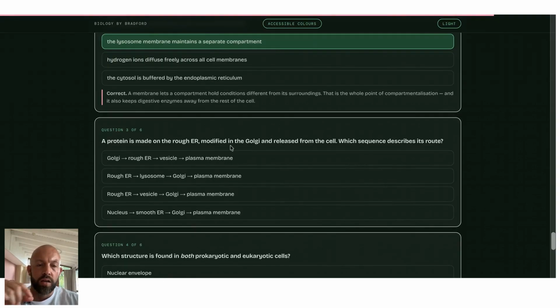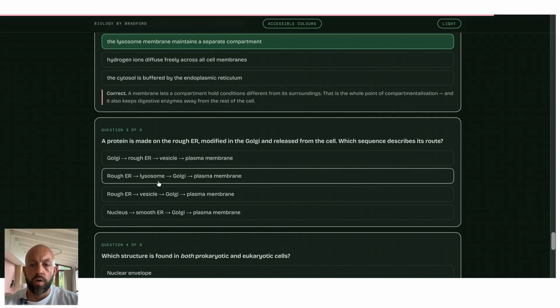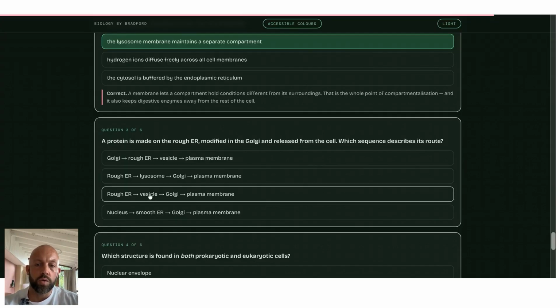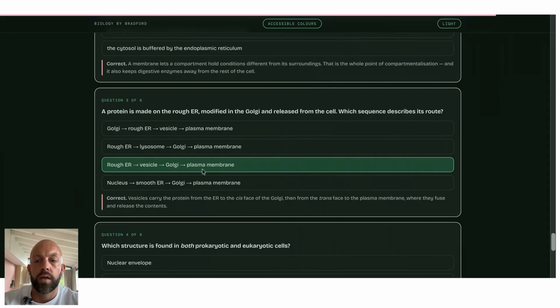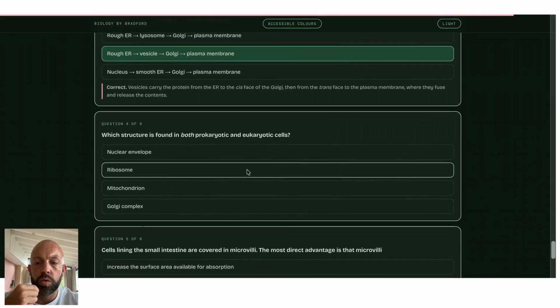So here's our sequence. Maybe you have to label this on the diagram. We go, remember, rough ER, vesicle to the Golgi, and it's missing out a vesicle here to the plasma membrane. But that's a common thing to do in AP. They're trying to trick you. They're giving you part of the answer, leaving out a little bit of it, but it's not incorrect. It's the best flow out of the 4, which is a commonality in these AP questions. We might as well keep going.